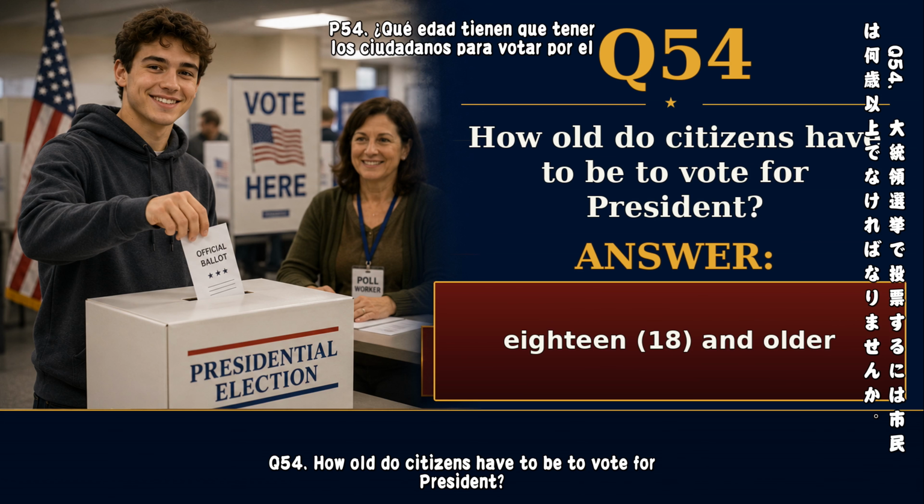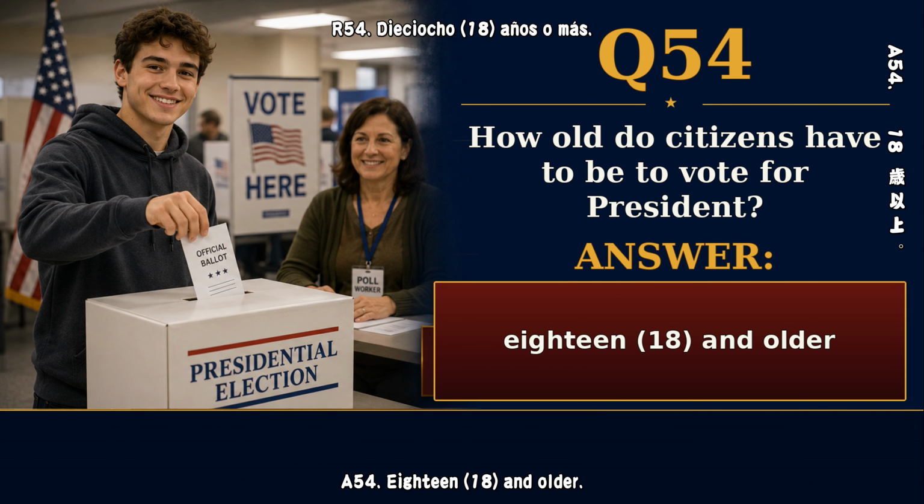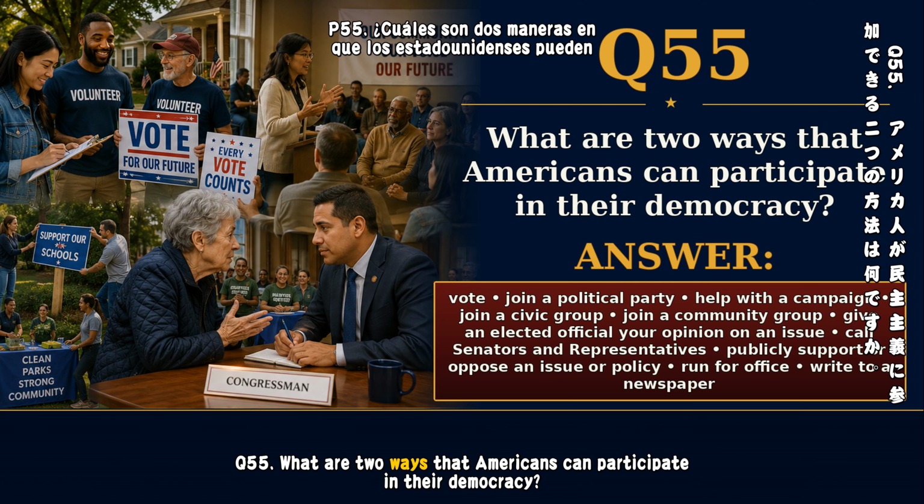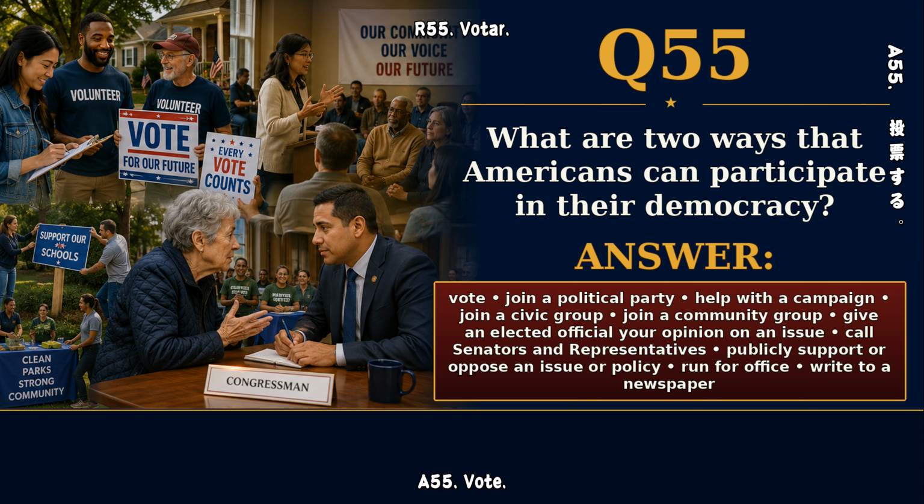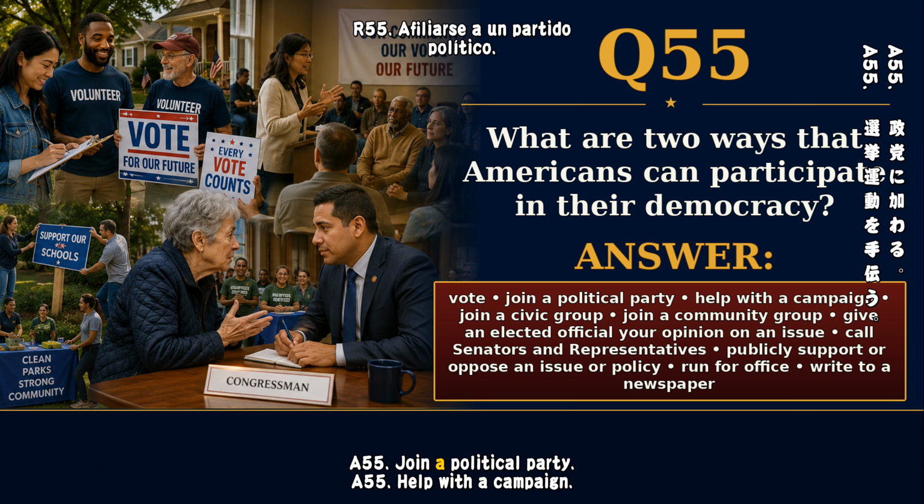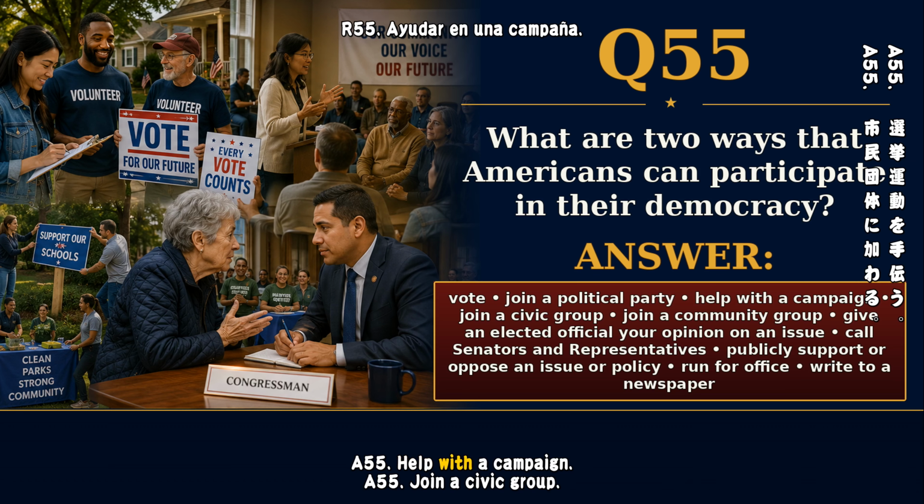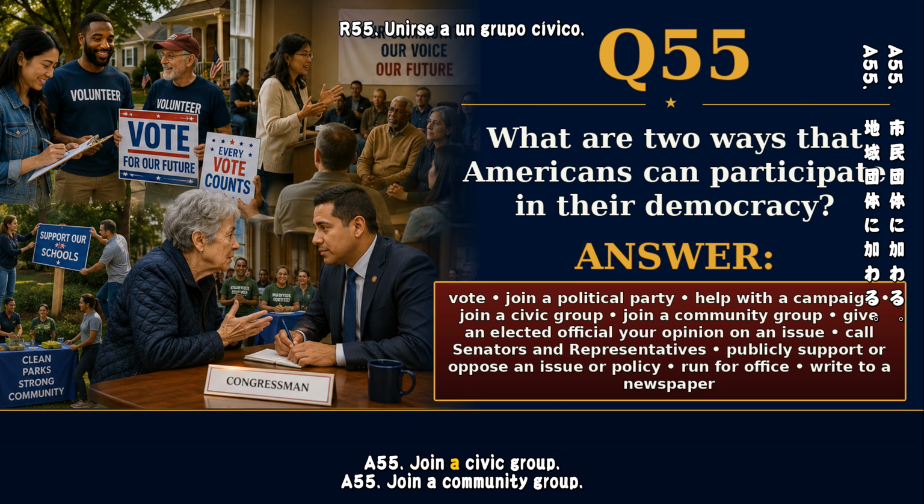How old do citizens have to be to vote for president? 18 and older. What are 2 ways that Americans can participate in their democracy? Vote. Join a political party. Help with a campaign. Join a civic group.